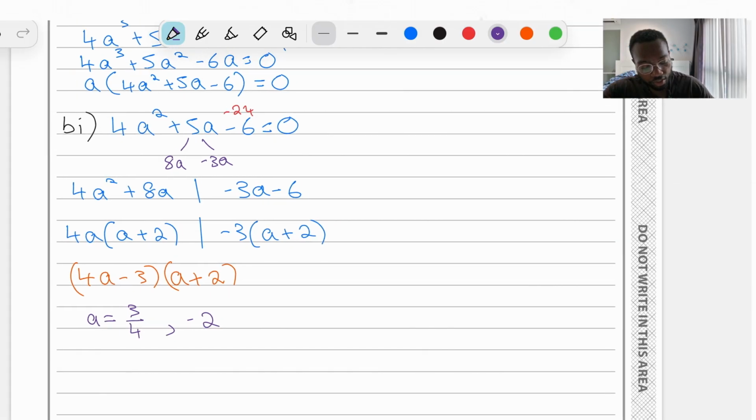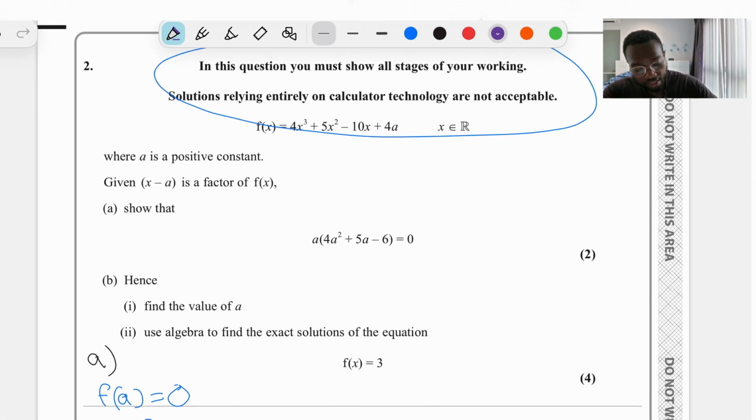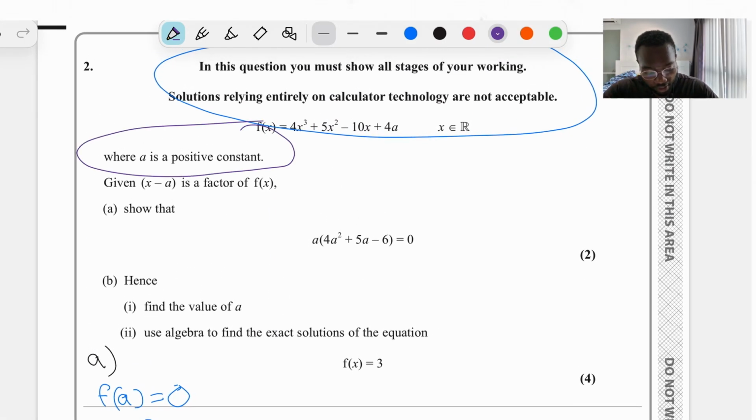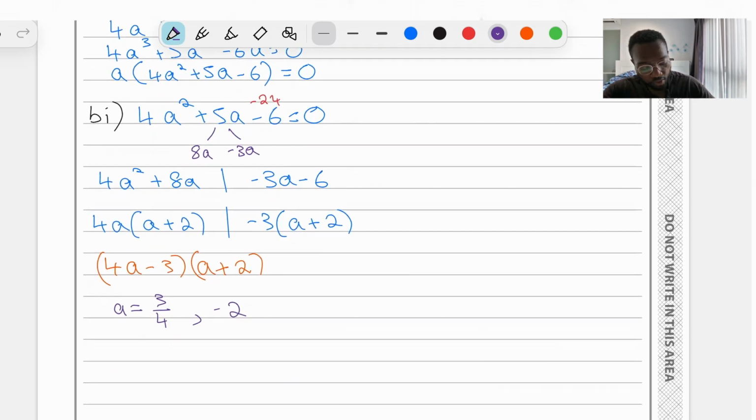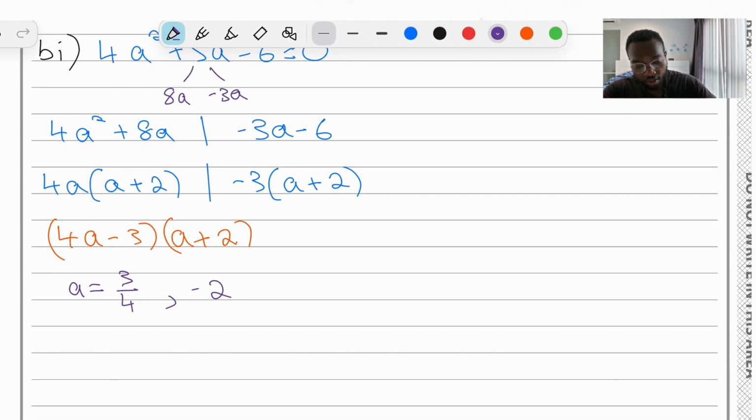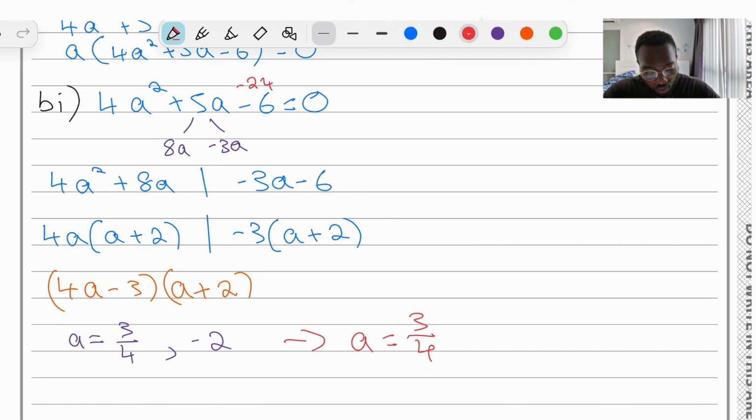Now, in the question at the top, it says that a is a positive constant. Therefore, we choose our positive value here. So we get 3 over 4 and minus 2. Therefore, our answer would just be a is equal to 3 over 4. And then there's that one last question.